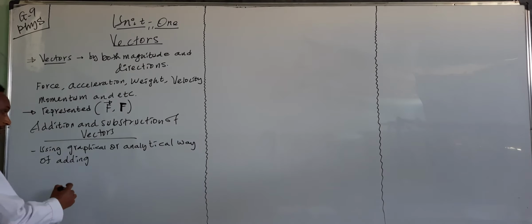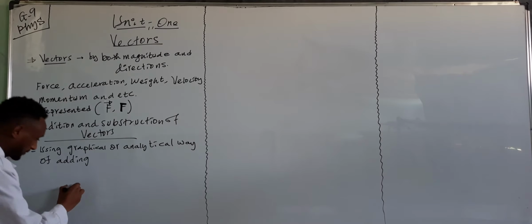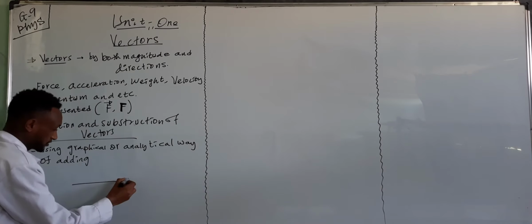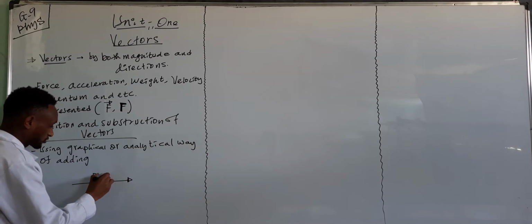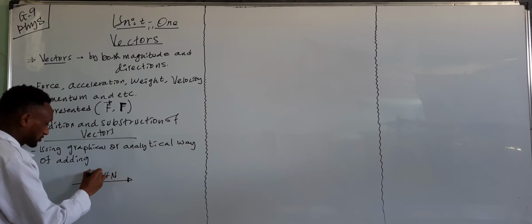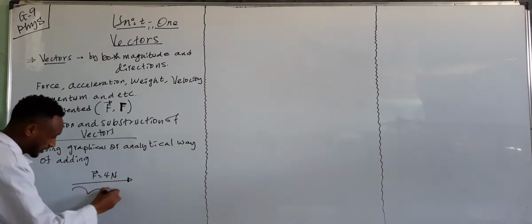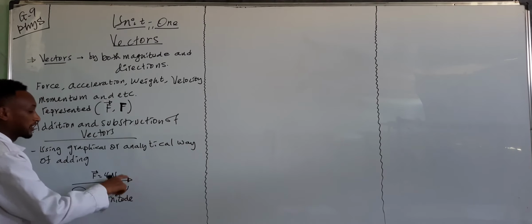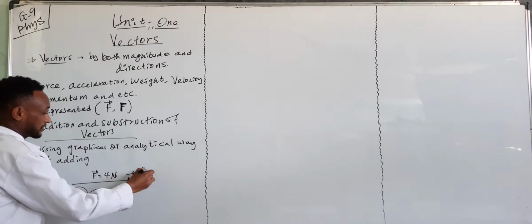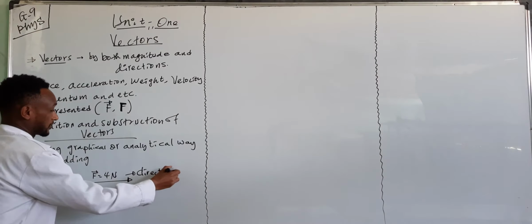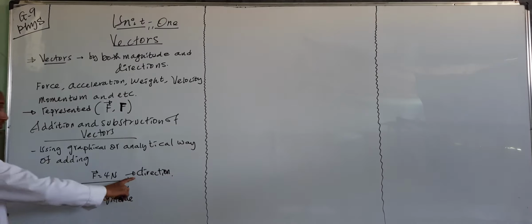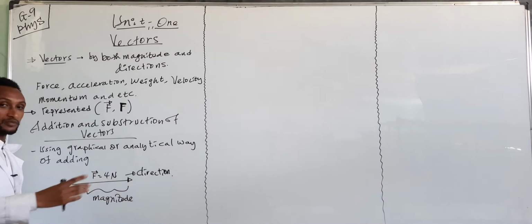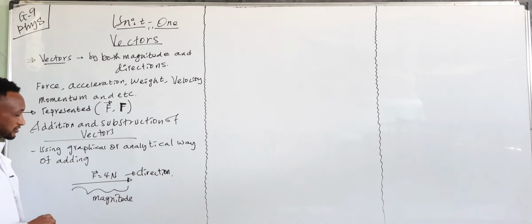One vector can be represented by both direction and magnitude. For example, if this one is a force equal to 4 Newton, this length is the magnitude of that vector, and this is the direction of that vector. Depending on their directions, we can combine two or more vectors.